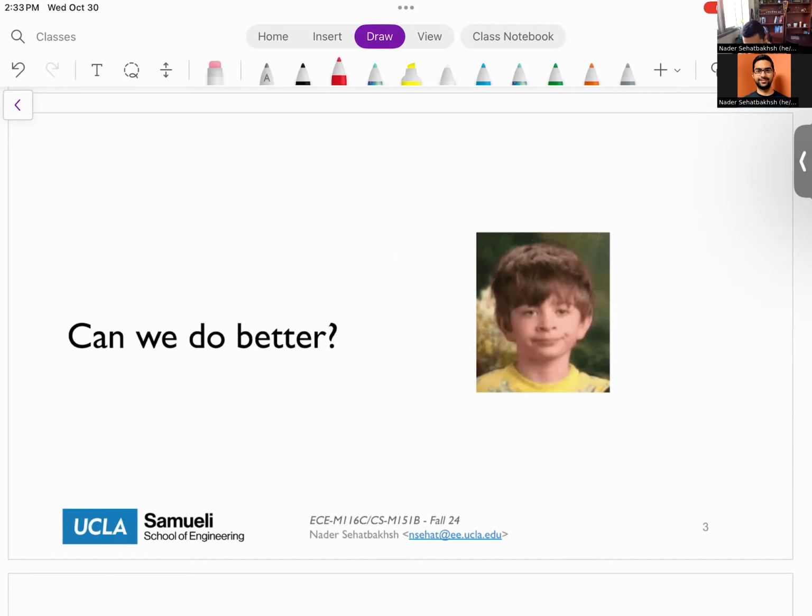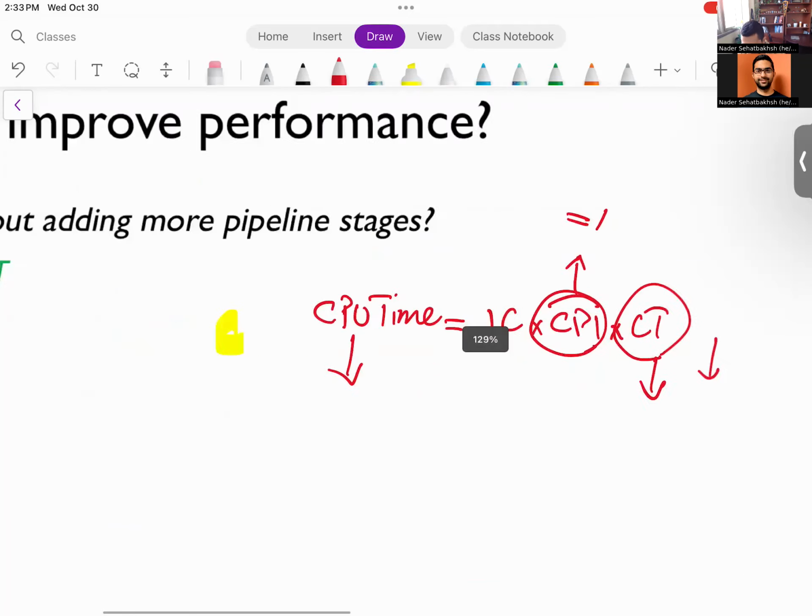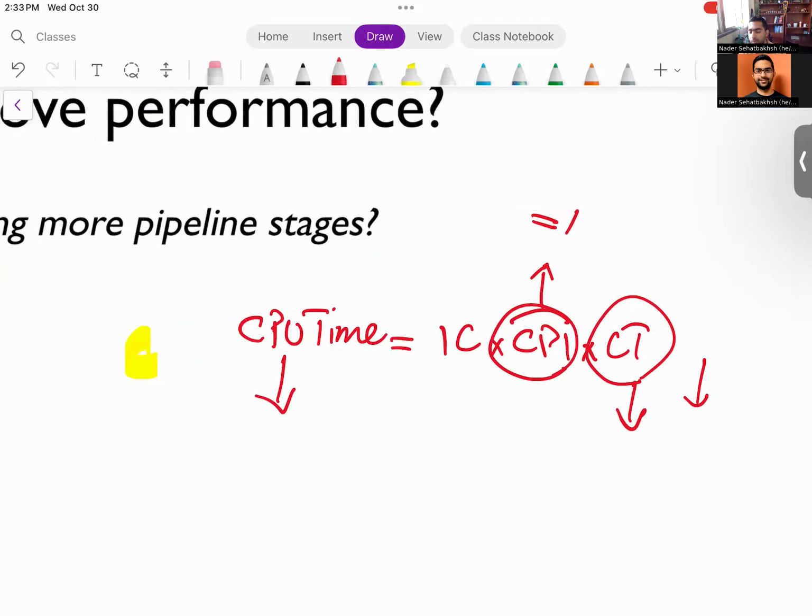So now the question is, where do we go from here, and how do we further improve our design? In order to think about that, you have to go back to the CPU time formula and remember that we wanted to minimize the CPU time. And if you remember, we had IC, CPI, and CT. For IC, I told you that there's not much you can do at the computer architecture level. What you can really do is reduce CPI or reduce CT.